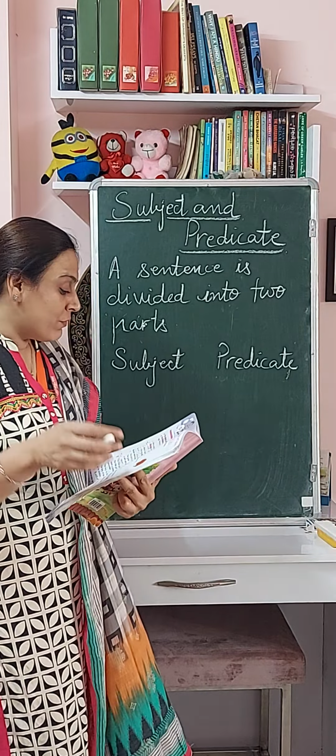When we talk about the subject, what does the subject tell us? The subject is that part of the sentence, it can be a person, it can be a thing about whom the sentence is being spoken. And when we talk about the predicate, we say what is being said about that subject. And the other thing is, it always contains a verb. All right, in most of the sentences it contains a verb.